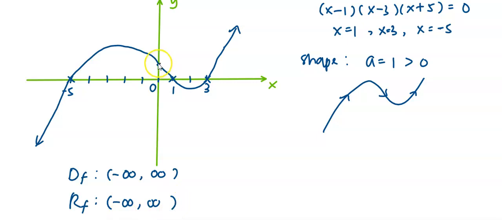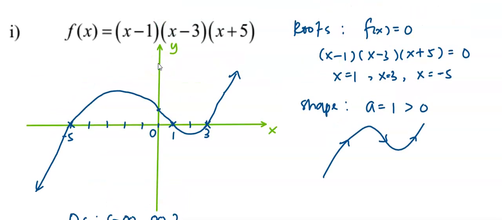So this point is actually quite important: the y-intercept. You can get the y-intercept by putting 0 into your x, then calculate the value. This is actually 15, so just label it as 15. When you multiply negative 1, by negative 3, by 5, you get 15. So this point is actually 15.